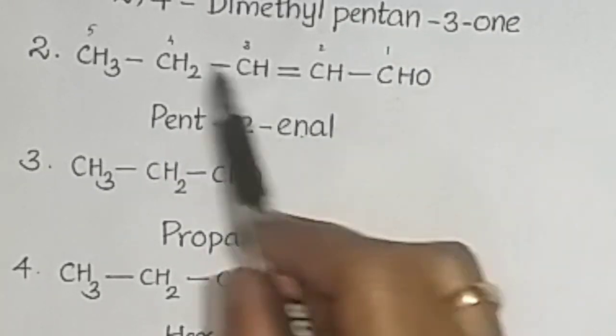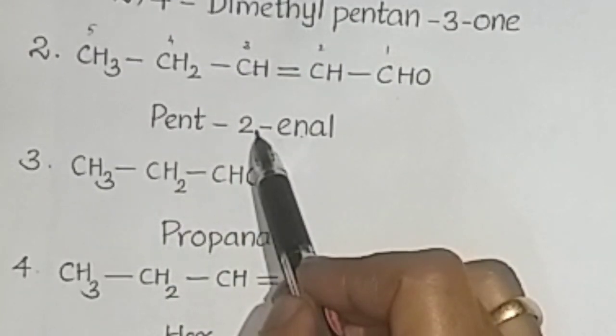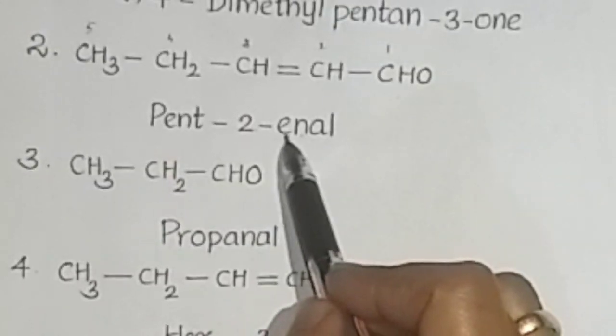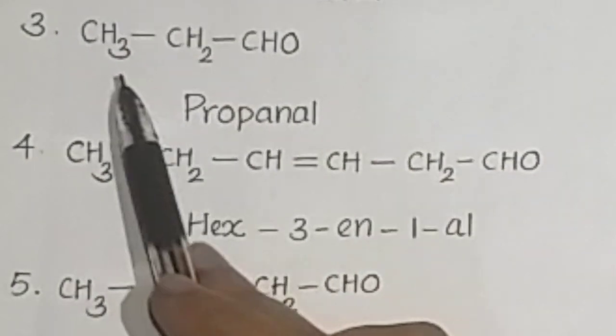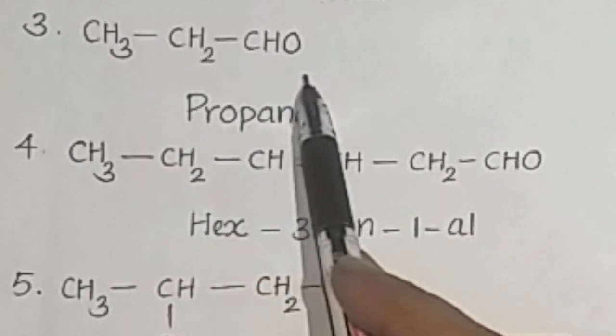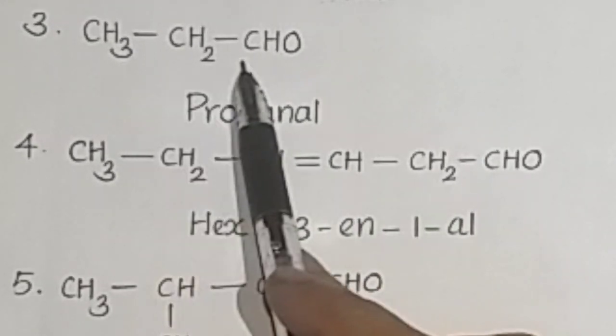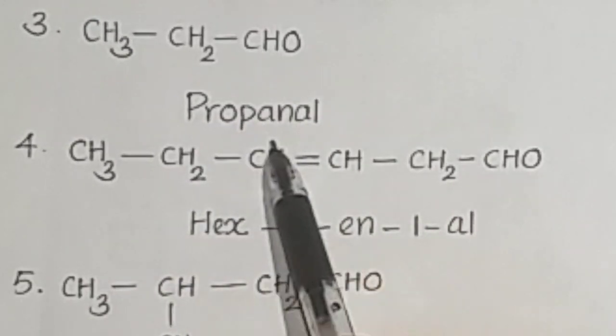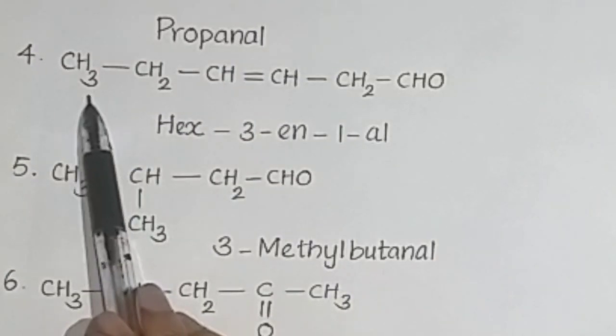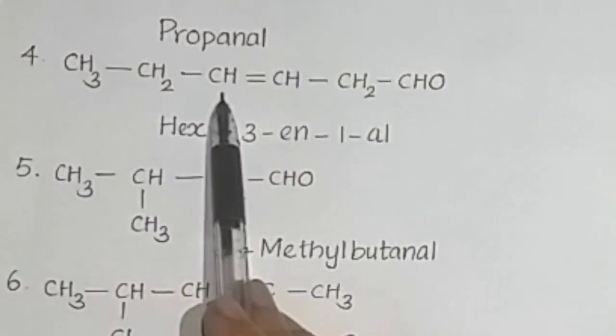Pent-2-en-1-al, or pent-2-enal. Next one, CH3, CH2, CHO. 3 carbon atoms with aldehyde, propanal. Next one, CH3, CH2, CH double bond CH, CH2, CHO.